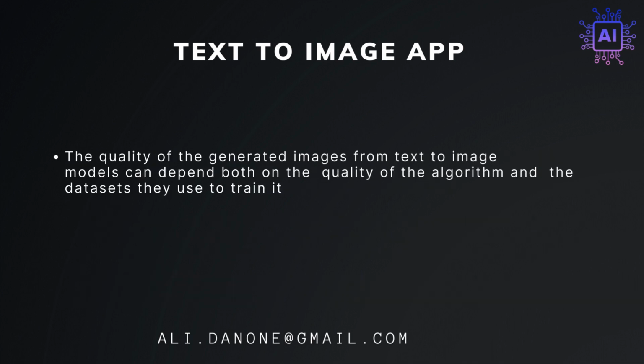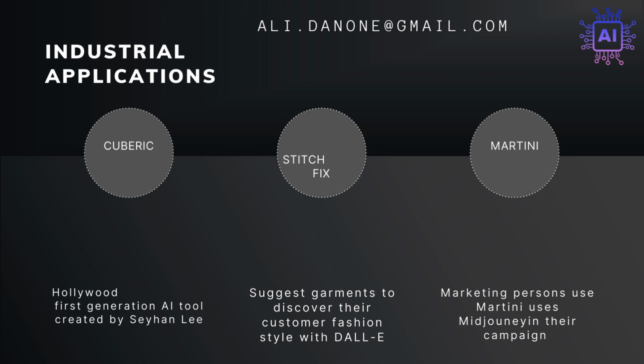Text to image app. The quality of generative images from text to image models can depend both on the quality of the algorithm and the datasets used to train it. These are some industrial applications of these tools. One is Kubrick, used first in Hollywood, the first generation AI tool created by Xian Li. Number two is Stitch Fix, which suggests garments to discover their customers' fashion style with DALL-E. And Martini is used by marketing persons, who use Midjourney in their campaigns.